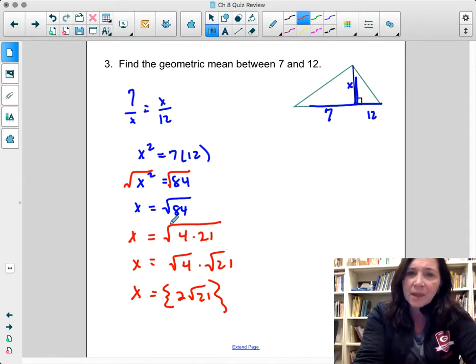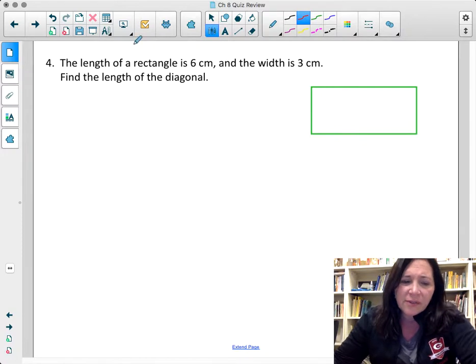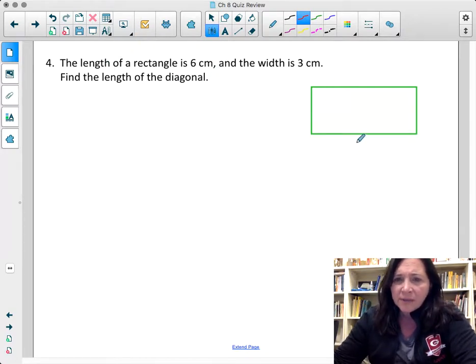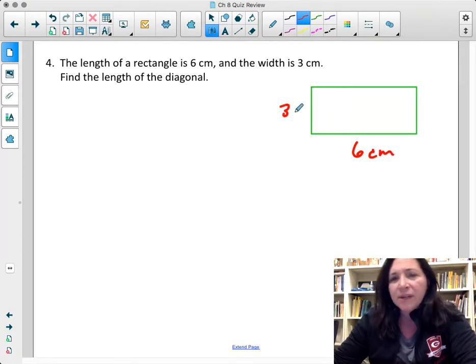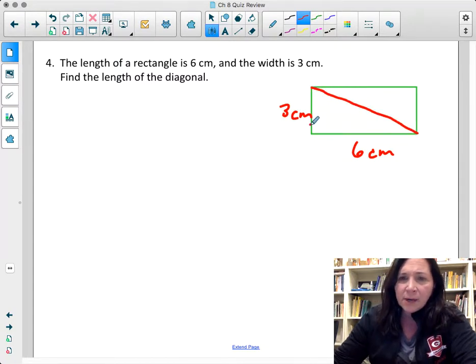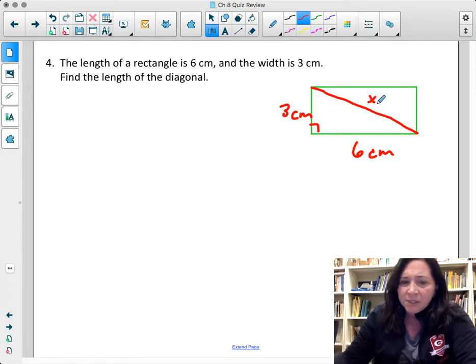Okay. Number 4 says the length of a rectangle is 6 centimeters. So we have 6 centimeters is the length, and then we know the width is 3 centimeters. Find the length of the diagonal. Remember, in a rectangle, the diagonals are congruent, so that's the same length. So we have 3, 6 in this value here. We don't know what that is, so I'm just going to call it x.